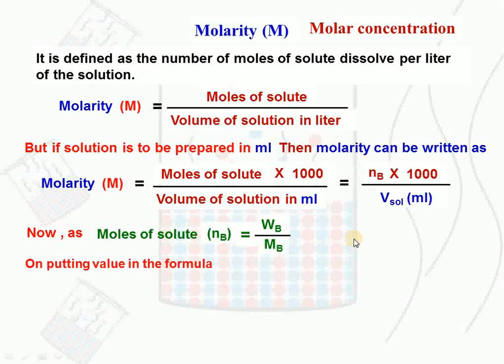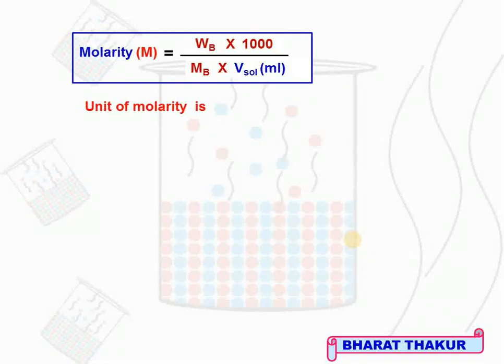So we can put this formula in the formula of molarity and we will get that molarity is equal to WB into 1000 divided by MB into volume of solution in ml. This is the final formula of molarity which we are going to use in our numerical.